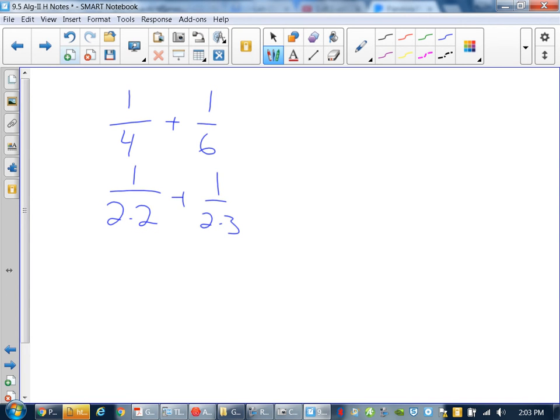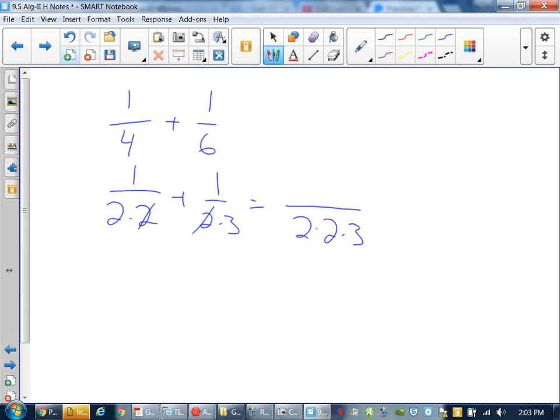Everybody okay with that? Now to get what's called a least common denominator, we write down what they have in common, which is a 2. They both have a 2 in common. And then what's left? And that would give you the common denominator. Remember doing it that way? That's the easiest way to do this. That's the easiest way to get what's called a least common denominator.